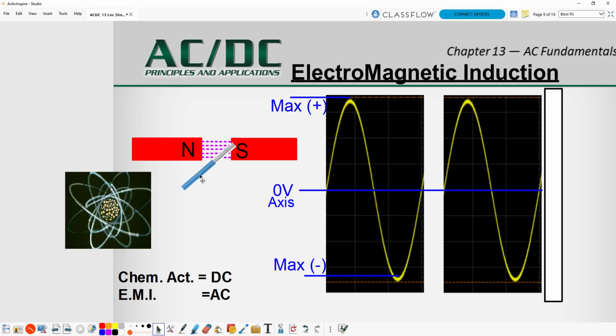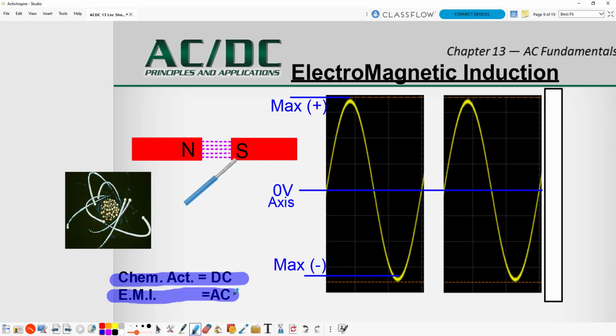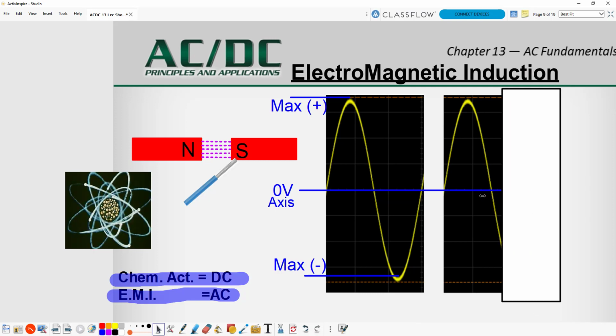So as this wire is moved through this magnetic field, we're going to create an AC voltage. Remember, chemical action is going to create DC. Electromagnetic induction is going to create AC. And it's going to create something called a sine wave. So let's look at our sine wave here.